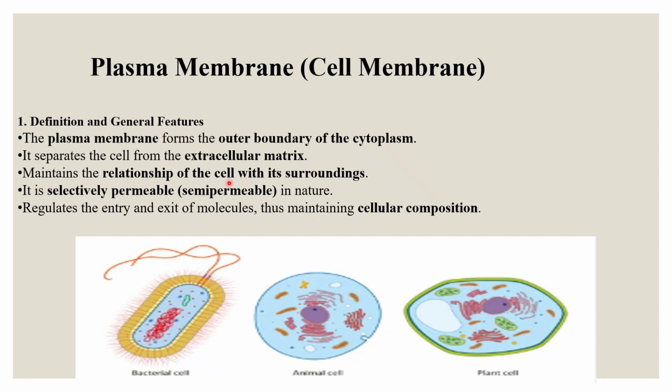It maintains the relationship of the cell with its surroundings. It is selectively permeable in nature. That means it allows selective molecules or ions to go into and go out of the cell. It regulates the entry and exit of molecules, thus it maintains cellular composition.